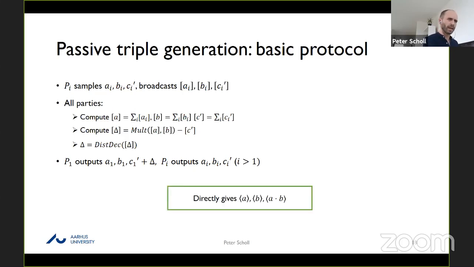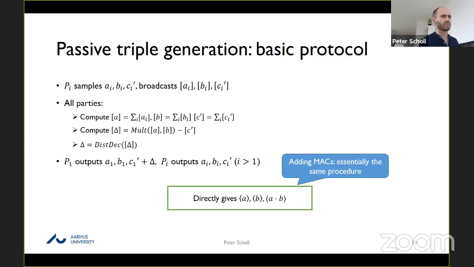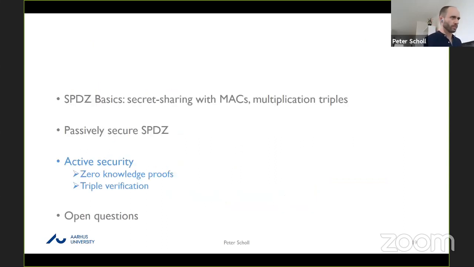If you want to add the MAC, then you can essentially do the same procedure, where the parties already have the ciphertext encrypting the shares of the triple from the first phase, so you just need an encryption of the MAC key. Then you do the same multiplication followed by distributed decryption. Okay, so that's the simplified version of SPDZ. Once you have the threshold homomorphic encryption, that should be straightforward. Do we have any questions?